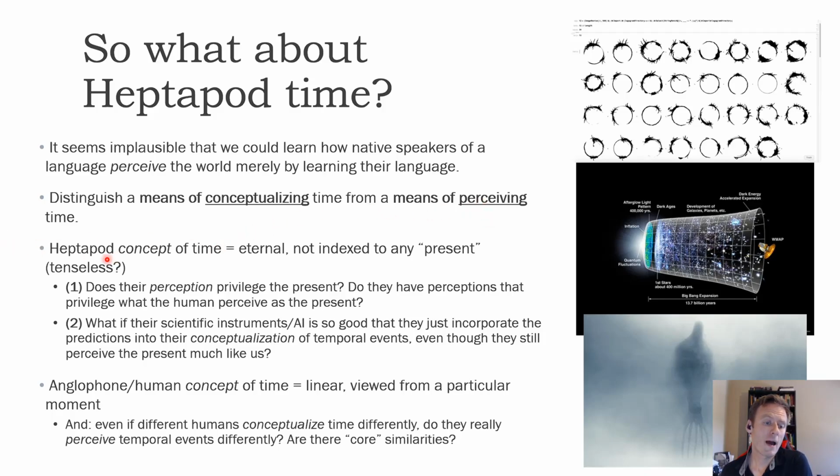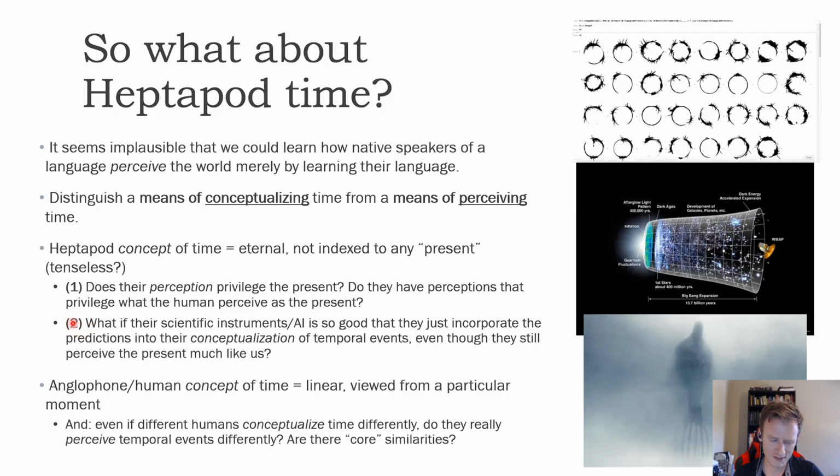Maybe not. So the heptapod concept of time, at least as it's expressed in their language, seems to be eternal and not indexed to any present. That's what I mean by saying it's tenseless. It's not just that it was raining or it will rain, or that it is raining now, but it rains, a sort of tenseless way of expressing things. Or it was or will be, it's just that it is. So we might ask, does their perception privilege the present? Even though heptapods have a weird eternal concept of time, they might still perceive the present just like we do. And if they do, then they would have a very similar perception to what the humans have.